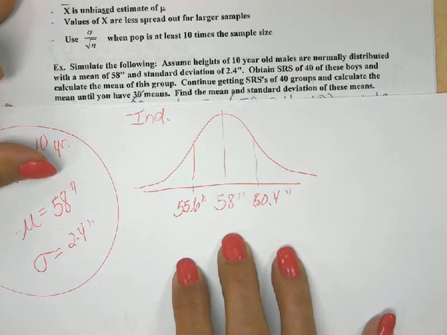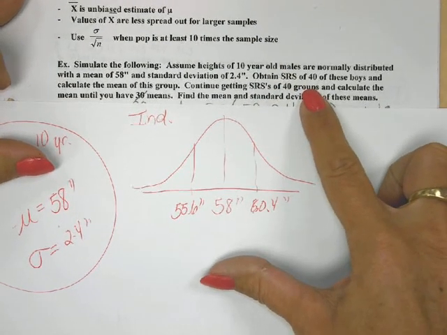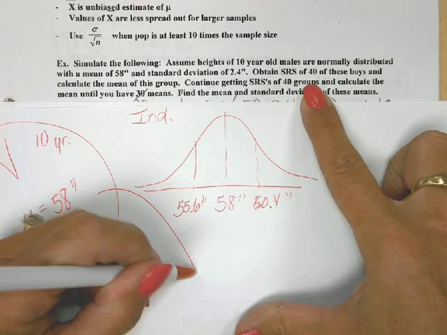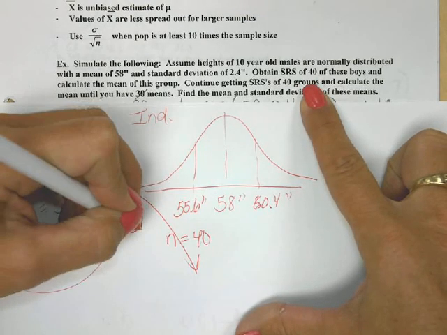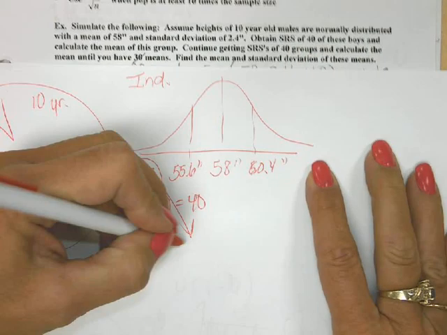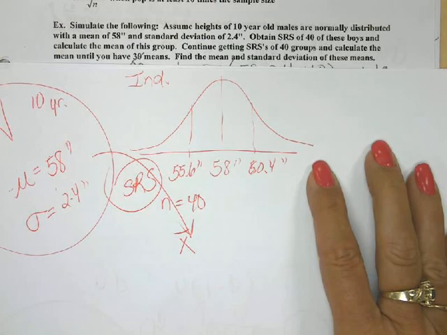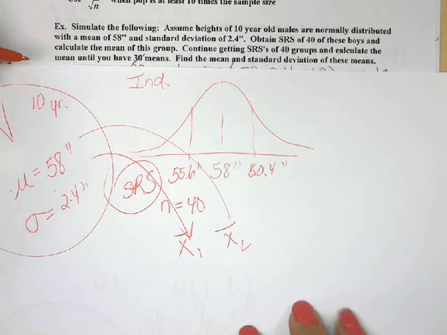Okay, now what are we going to do? We are going to take a simple random sample of 40. I'm going to pick 40 boys, a simple random sample, so we're getting unbiased data, and we're going to find an X bar. Then we're going to do it again, and we're going to do it again.